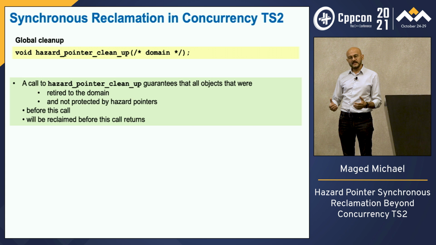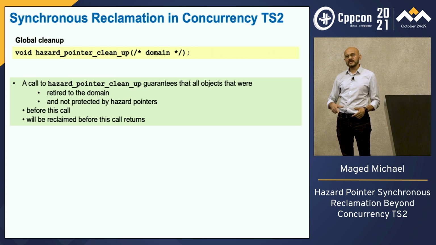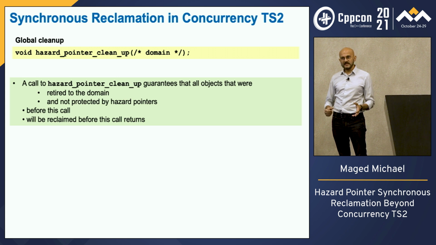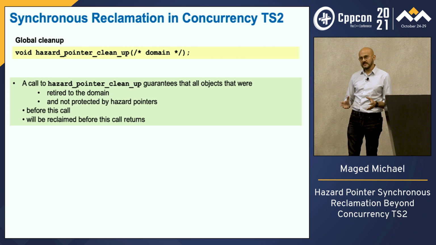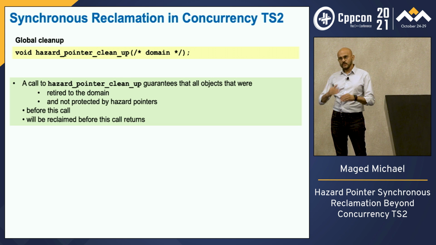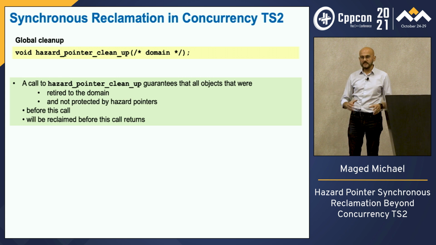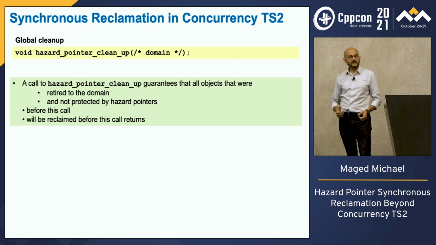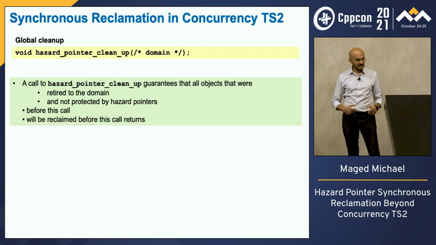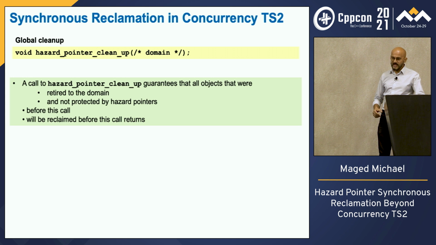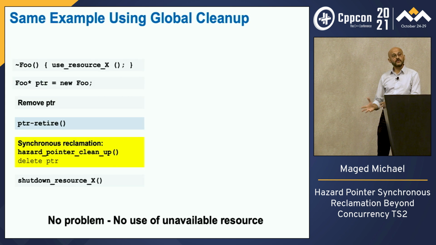Okay, all right, so going back to Concurrency TS2, it provides an interface for doing synchronous reclamation. In this case, it's called hazard pointer cleanup. It guarantees that any object that was retired before the call is invoked and was not protected by any hazard pointers before the call was invoked will be reclaimed before we return from that call. So it's quite a strong guarantee. Let's look at how it can be used for our example.